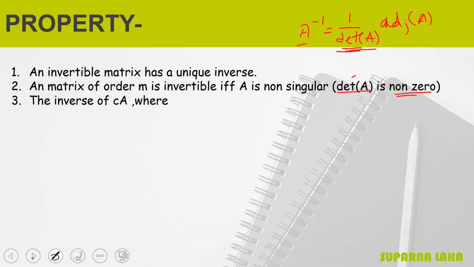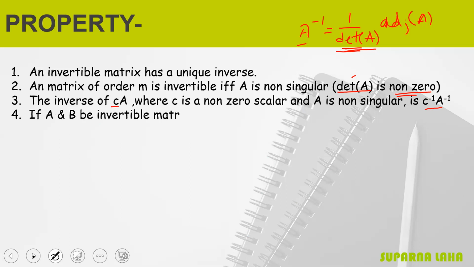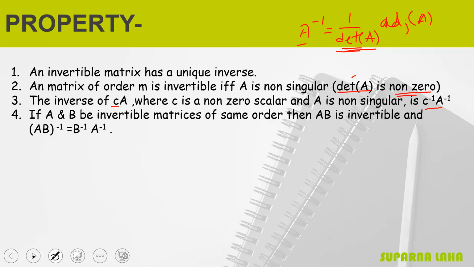Now the next one is the inverse of C into A, where C is a non-zero scalar and A is non-singular, is given by C inverse A inverse. Take any matrix A, we have already solved finding the inverse for 2 by 2 and 3 by 3 matrices. Take any matrix, multiply with C and then find its inverse. You will find this will be C inverse A inverse. Next one, if A and B are two invertible matrices of the same order, then AB is also invertible, and the inverse of this matrix is given by B inverse multiplied with A inverse.